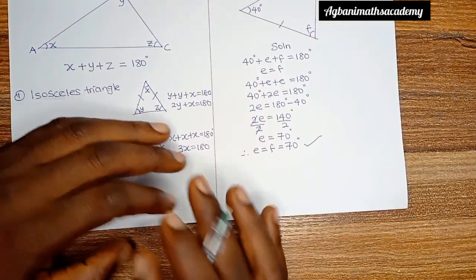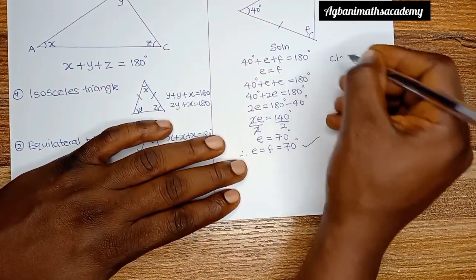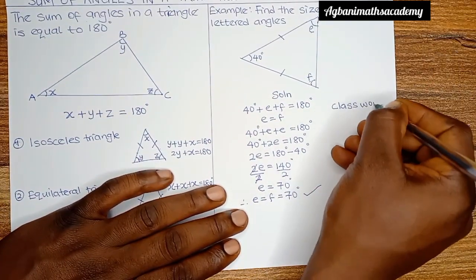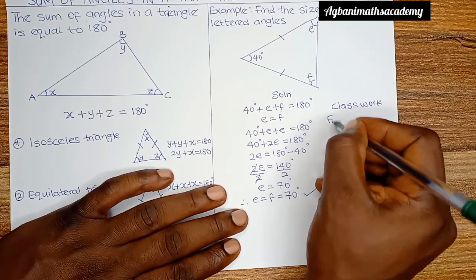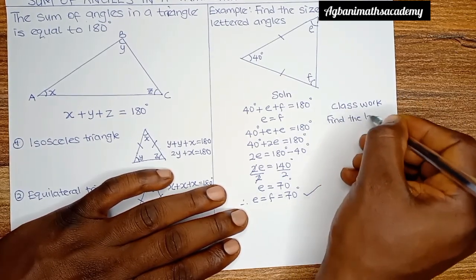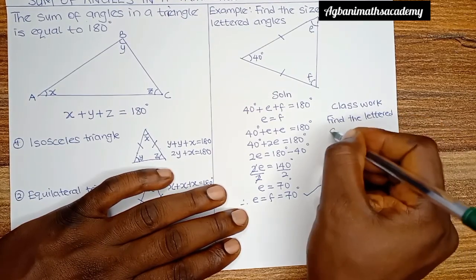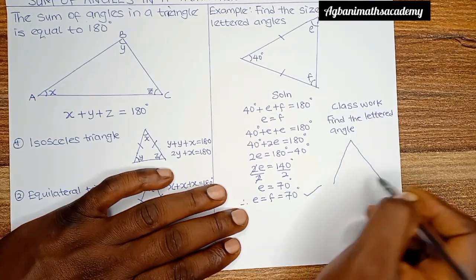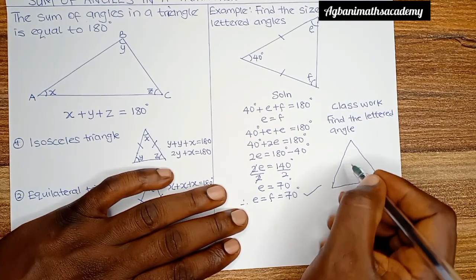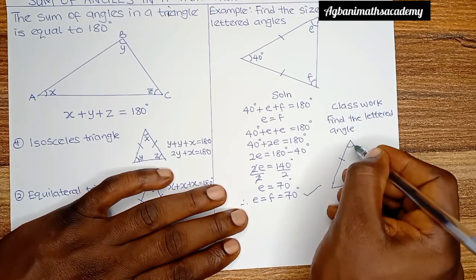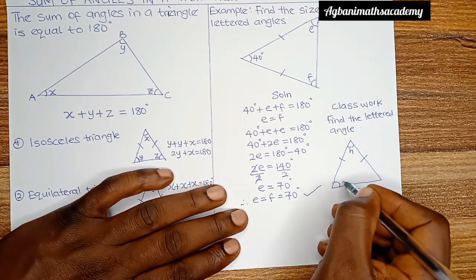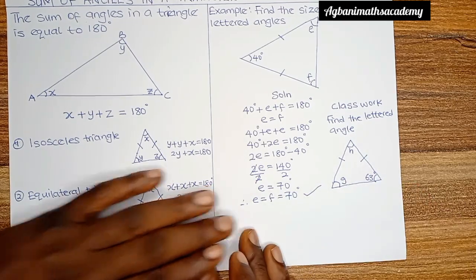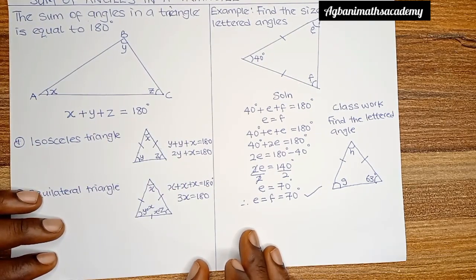So I'd like you to try this simple classwork. I'm going to write it here, classwork. Let me bring it down, sorry. Classwork. So find the lettered angles. Let's see your answer. This is H, this is G, and this is 63 degrees. I'd like to see the value of the lettered angles.